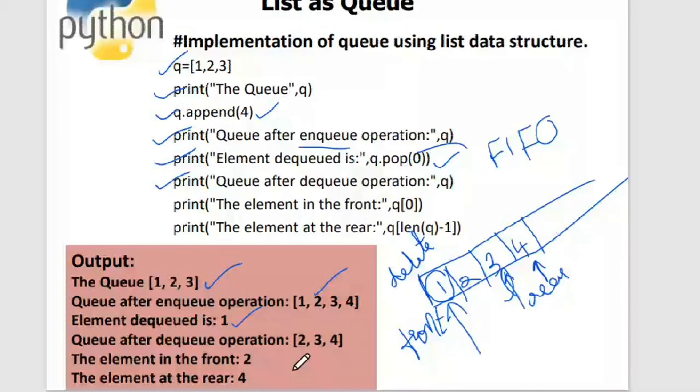I have taken the length of the list and then -1 will give me the last index number. After calculating the last index number, I have given that as an index value for the queue, which will retrieve the last element in the queue. So 2 is in the front of the queue and 4 is at the end of the queue. So this is the program to implement a queue using list data structure.